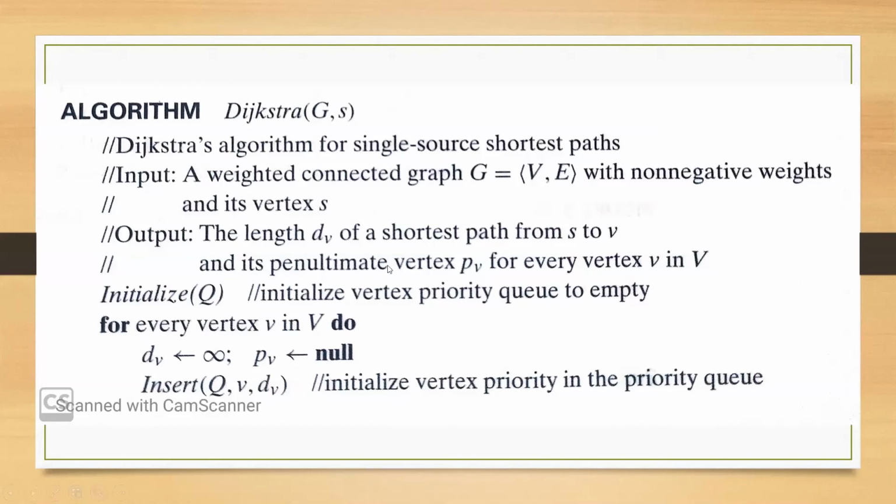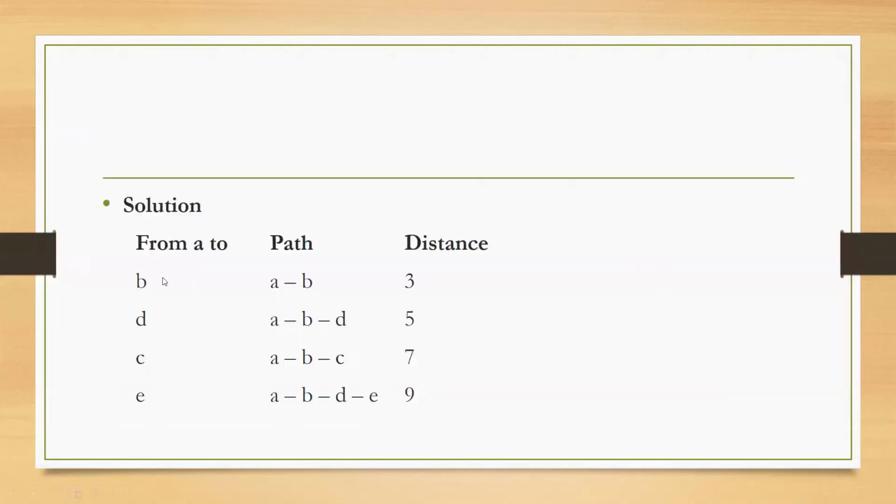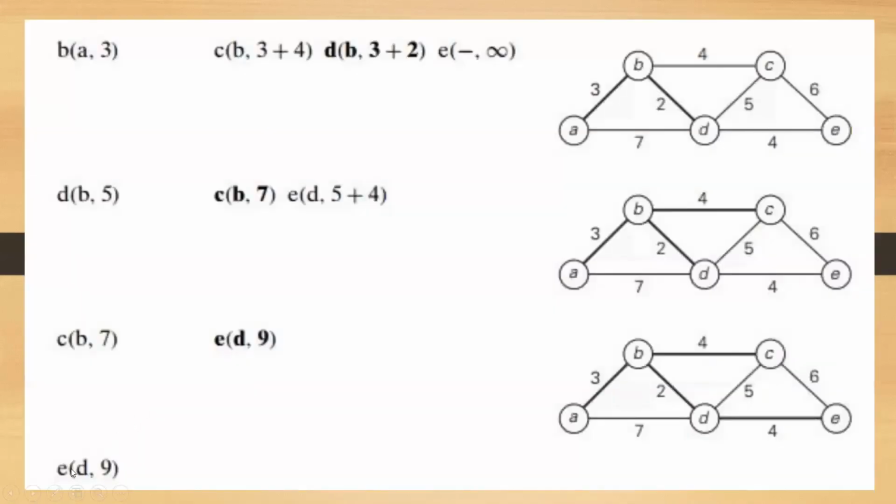And its penultimate vertex, PV. Penultimate vertex is nothing but the parent vertex. You are also telling which is the parent vertex of that particular vertex. For every vertex, for example, if I take E, the last one, from A it is reachable to E. If you look at the previous diagram, what this D tells is via which vertex you are reaching. That is nothing but the parent. So for E, D becomes the parent. So via D, it reaches E.